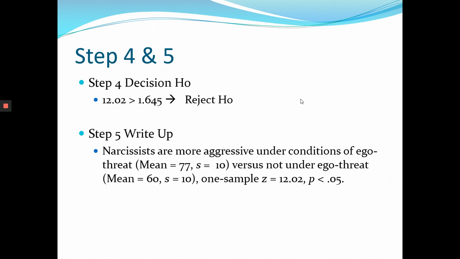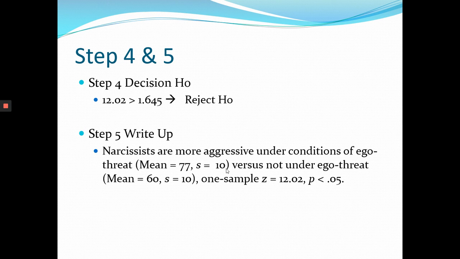Ego threat was higher on aggression than not ego threat. So try to remember that sort of basic form. Whenever we have groups, we want to give a mean and standard deviation. So we have two groups here. We have narcissists under ego threat. Their mean level of aggression was 77 right here. They had a standard deviation of 10. So when we have a group, we want to give their mean and standard deviation on the DV.